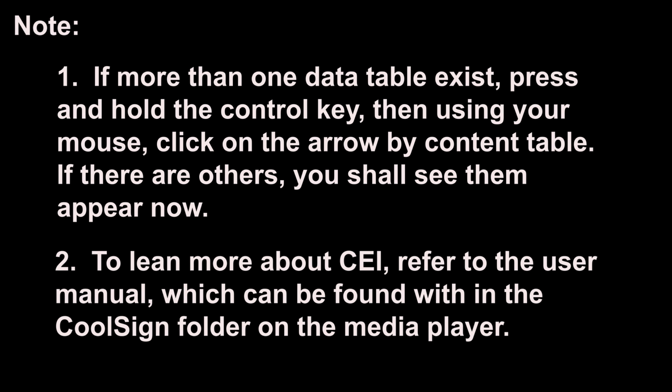Note, to identify if more than one data table exists, press and hold the Control key on the keyboard, then click on the arrow by the current table showing. If there are others, you will see them all now. To learn more about CEI and how it works, refer to the CoolSign service manual.